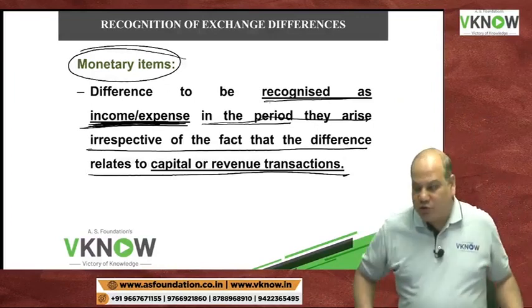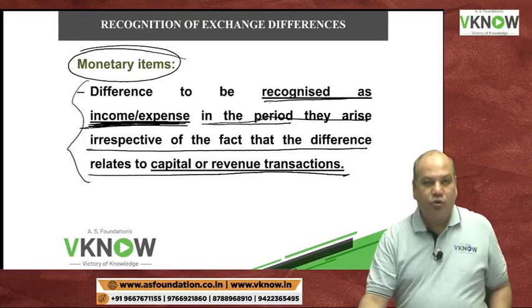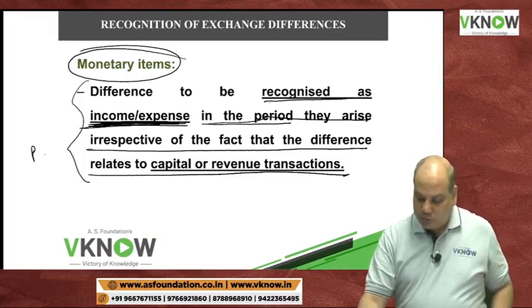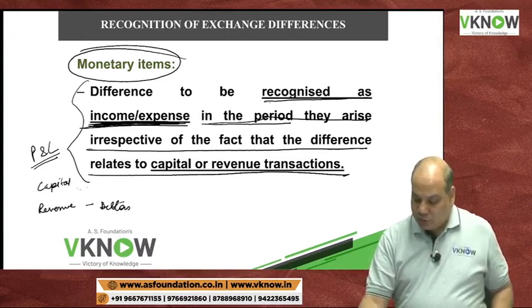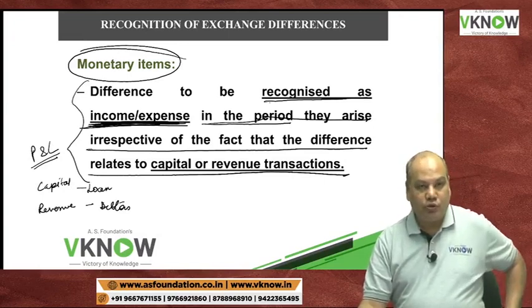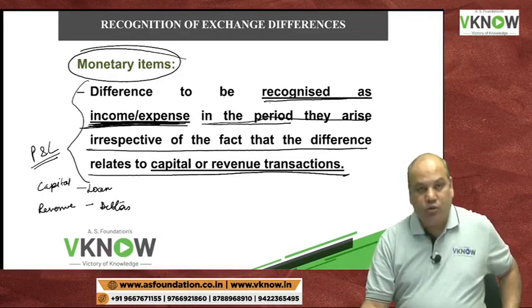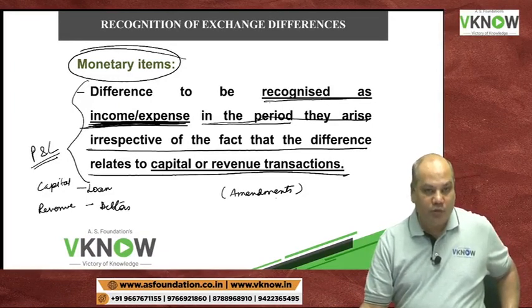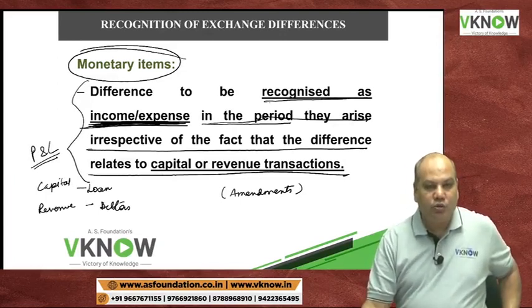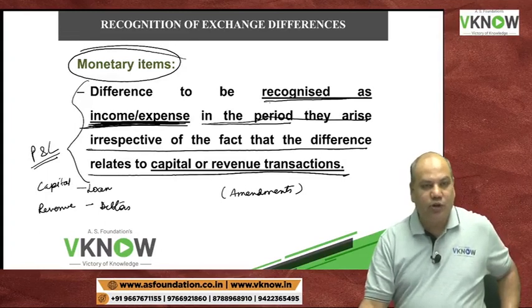So originally when the standard was issued, they said that all exchange difference you transfer to P&L account. It may relate to a capital item or it may relate to a revenue item. It may relate to debtor, creditor. It may relate to loan also. So this is the original position of AS-11. Later on, some amendments were made, which I am going to take after a few minutes on this point. But for the time being, any exchange difference related to monetary item will be recognized in P&L account.